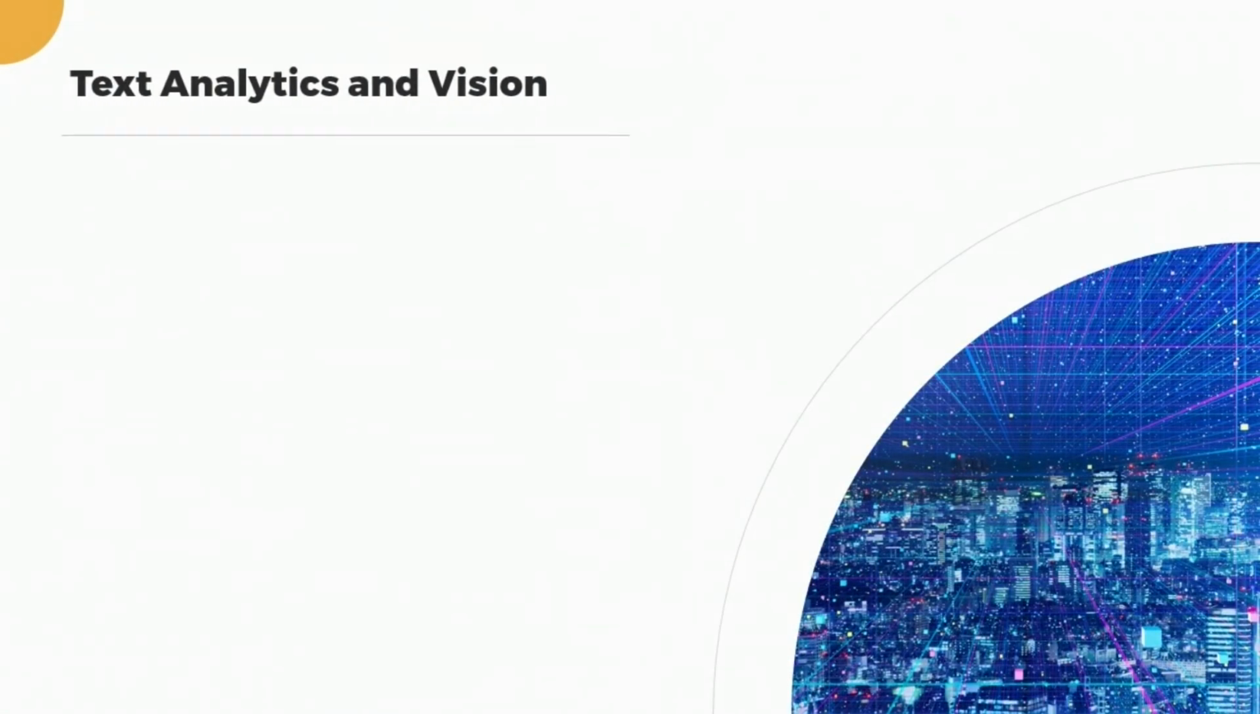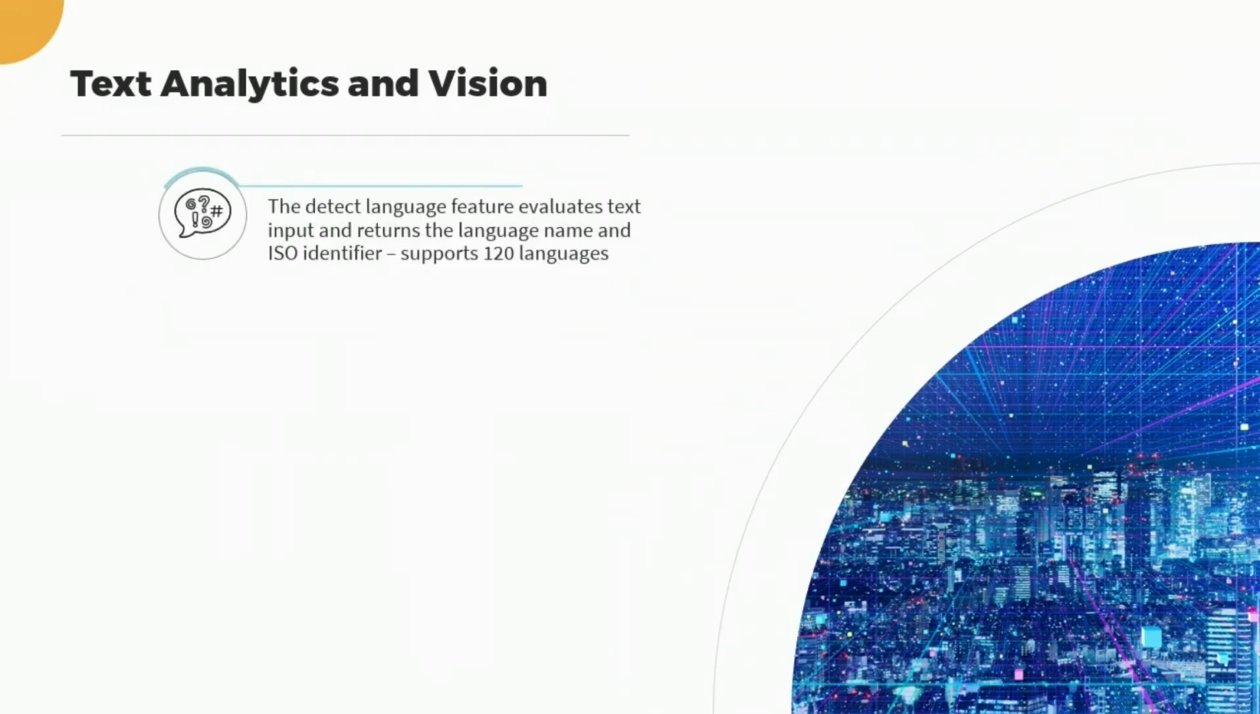Text and vision analytics in Power BI are available as a part of Power Query. Text analytics uses Azure Cognitive Services to run analysis on your data within Power BI. Now, there are three different text analytics algorithms available in Power BI. The first of these is language detection. The detect language function evaluates the text input you provided, and it'll figure out what language the text is in. It'll detect the language name and its corresponding ISO identifier, and it supports a total of 120 languages.